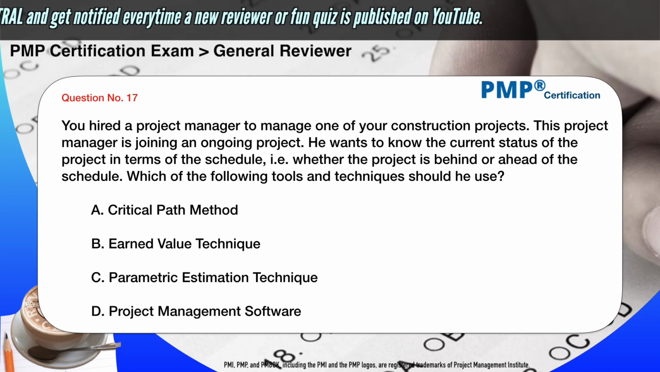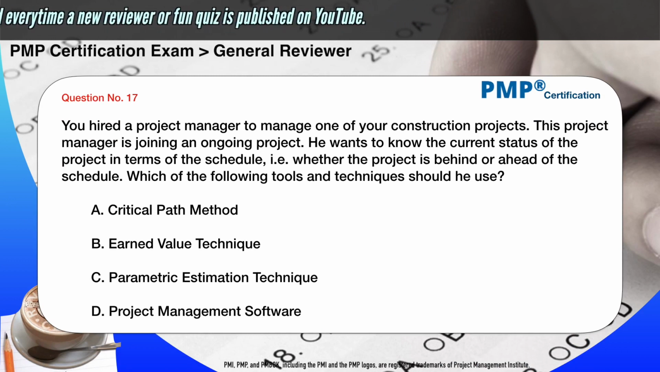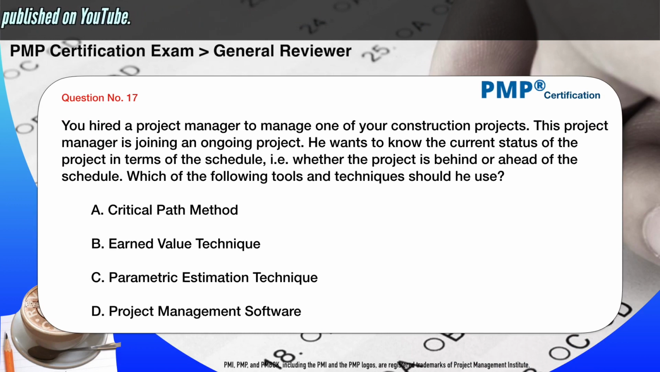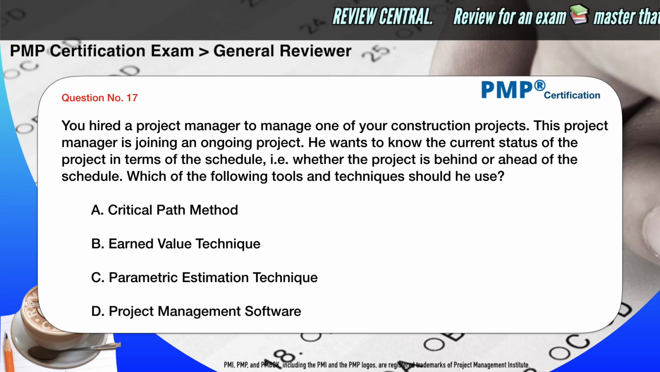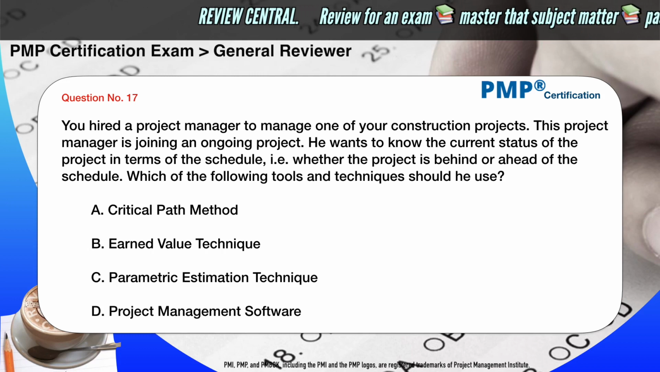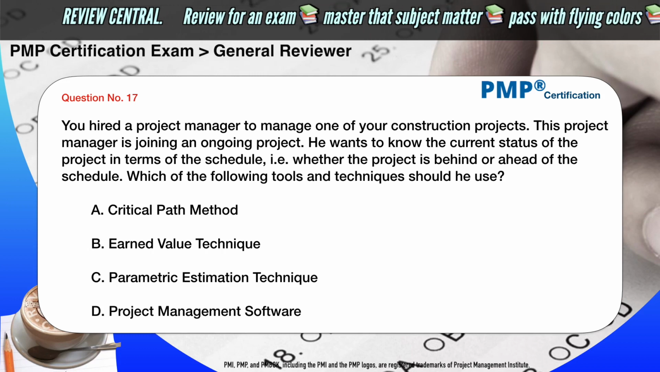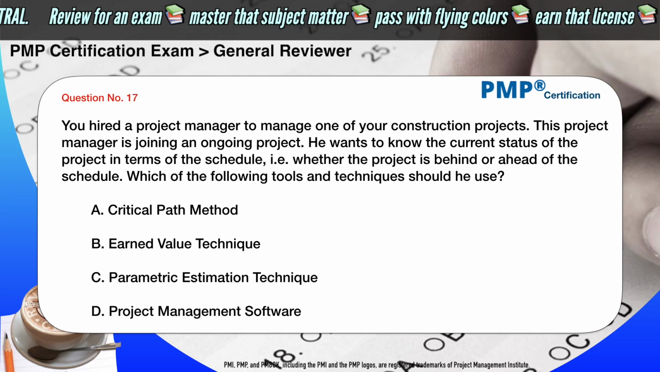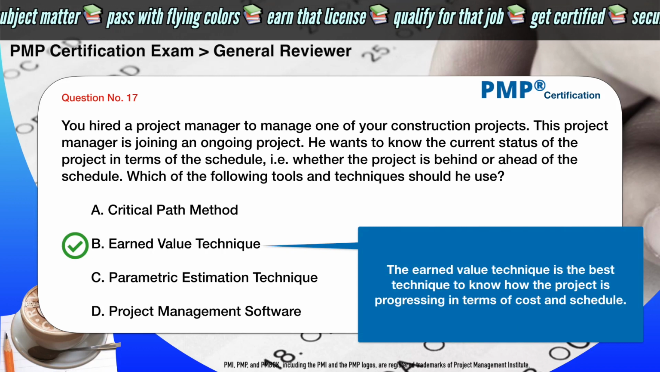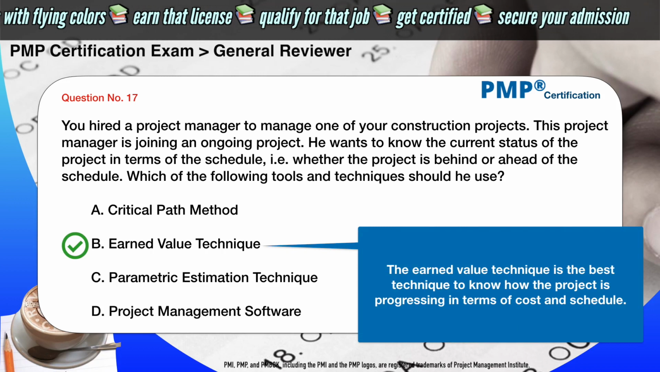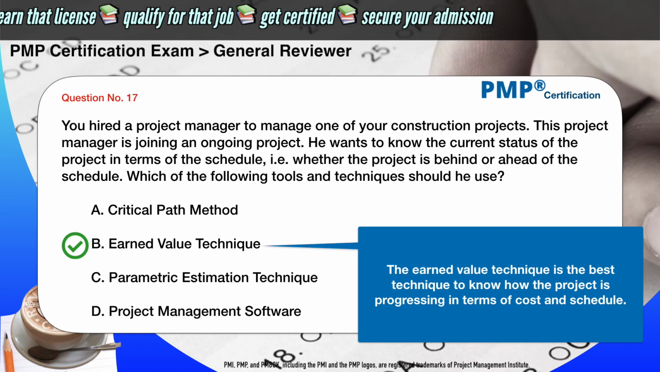You hired a project manager to manage one of your construction projects. This project manager is joining an ongoing project. He wants to know the current status of the project in terms of the schedule, that is, whether the project is behind or ahead of the schedule. Which of the following tools and techniques should he use? A. Critical path method. B. Earned value technique. C. Parametric estimation technique. D. Project management software. The correct answer is B. Earned value technique. The earned value technique is the best technique to know how the project is progressing in terms of cost and schedule.